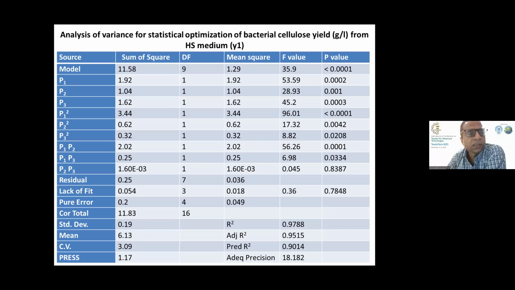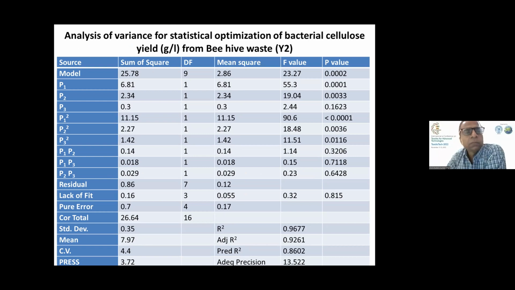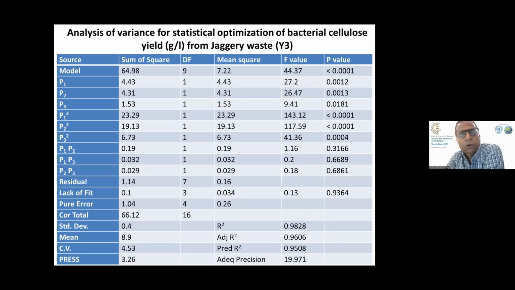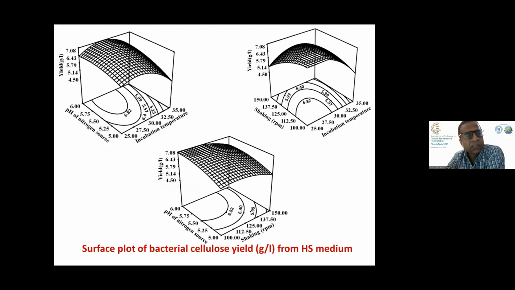This is the ANOVA analysis, which shows a very good standard deviation of 0.9788 and a mean of 0.9515, with a CV of 0.9014. Similar results were obtained for HS media, beehive, and Zaggeri waste. Here we can see some surface response plots showing how the incubation temperature affects the yield. We started from 25 and reached up to 35: 25, 30, and 35. We are getting the best result at around 30 to 31 degrees centigrade.